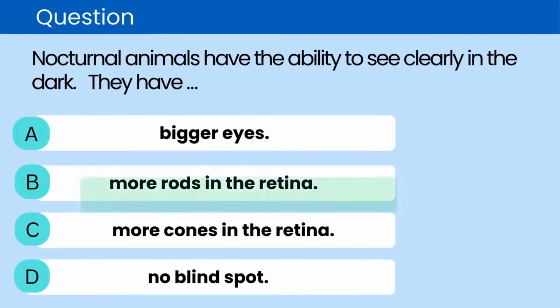The correct answer is B. More rods in the retina. Nocturnal animals have more rods, which are photoreceptor cells in the retina that are highly sensitive to low light levels, enabling them to see in the dark.